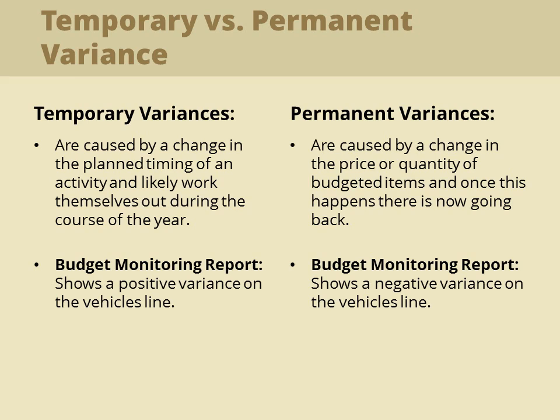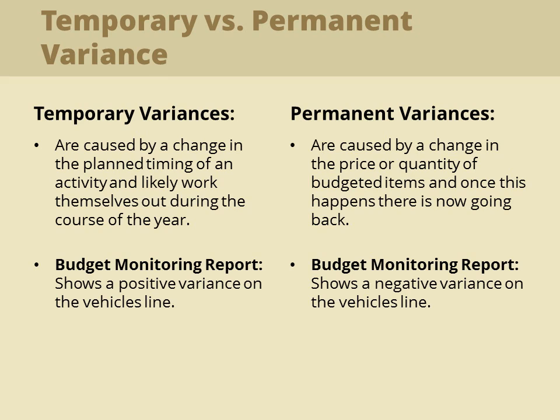Variances caused by a change in the planned timing of an activity, for example, due to delays or rescheduling, are described as temporary variances because they will most likely work themselves out during the course of the year. These are therefore generally less of a concern and no corrective action is required.